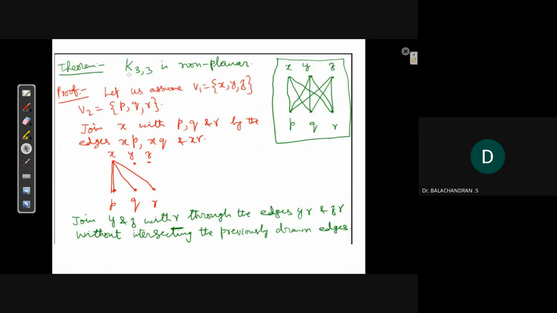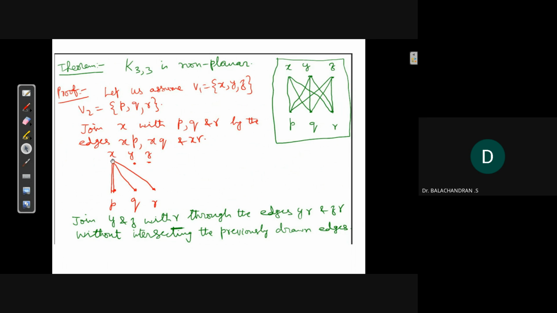Okay. Next theorem. Prove that K3,3 is non-planar. K3,3 means 3 vertices here and 3 vertices here. I'll call these X, Y, Z and this P, Q, R. So this is K3,3. Now let us assume that the vertex set V1 contains X, Y, Z, and vertex set V2, because a bipartite graph contains 2 partitions, is P, Q, R.